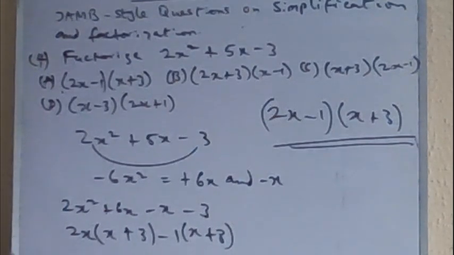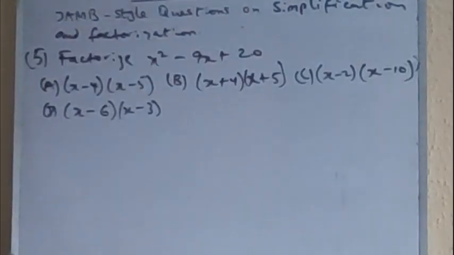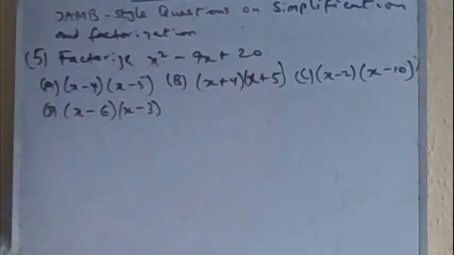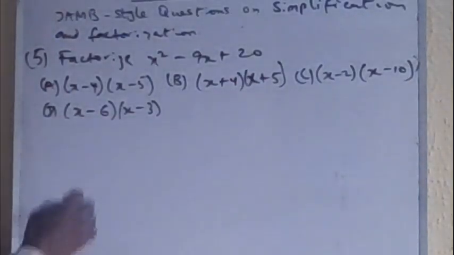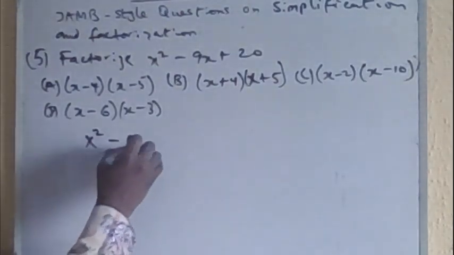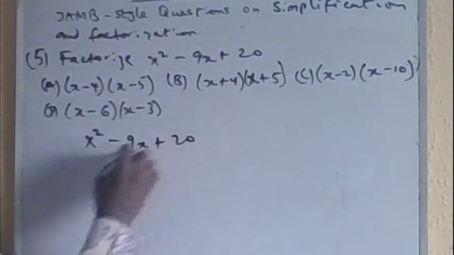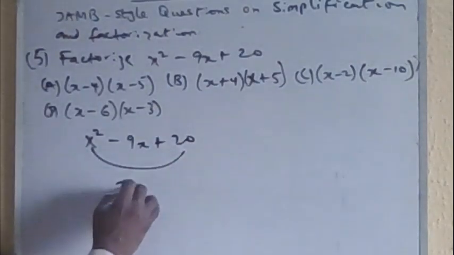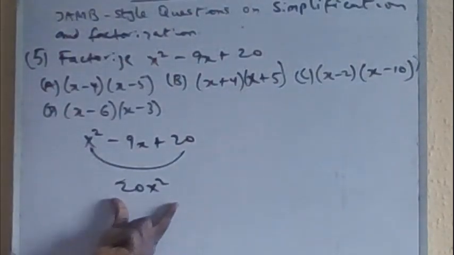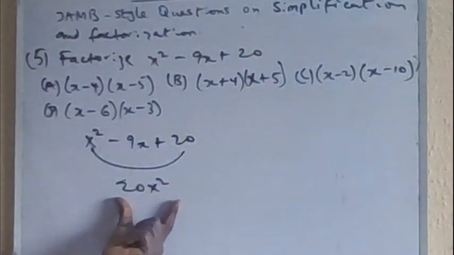Okay, on the board we have number 5: factorize x squared minus 9x plus 20. First thing we do again, multiply the first term by the last term. Okay, I write it again: x squared minus 9x plus 20. First and last term will give me 20x squared. So we look for two factors such that when they multiply themselves, they will give me this 20x squared, and when they add themselves, they will give me the middle term.